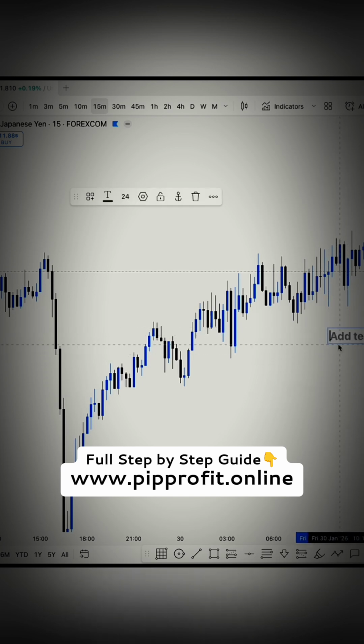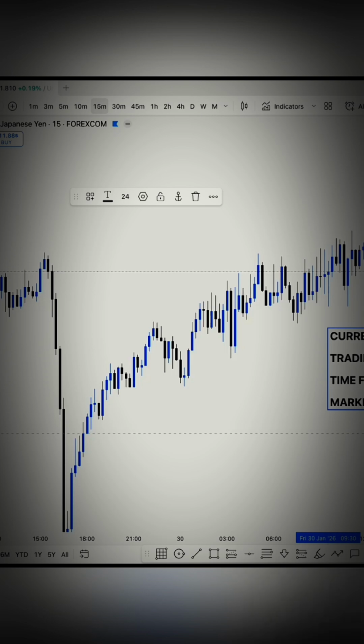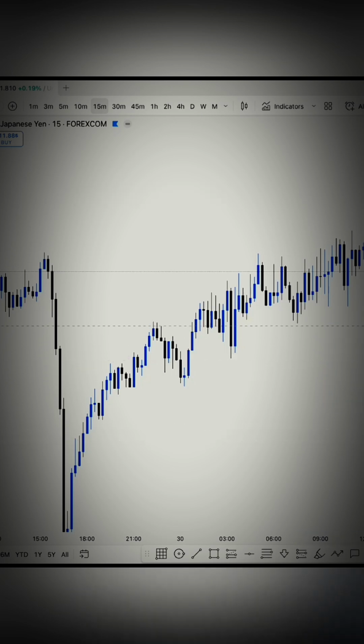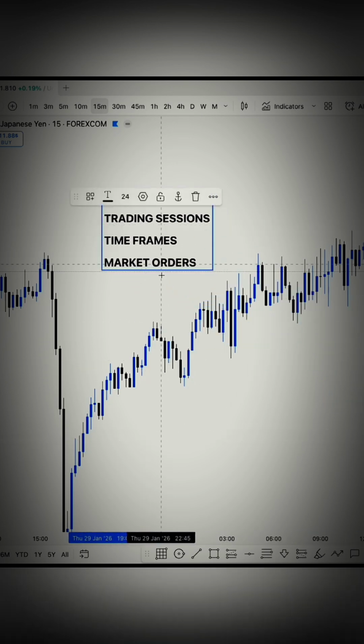Okay. So I'm going to break down currency pairs. I'm going to break down trading sessions, very important. I'll also break down time frames. Then we'll also talk about market orders. So let's handle this for now. Then after this, we'll move into pips, we'll move into lot sizing, and many more.